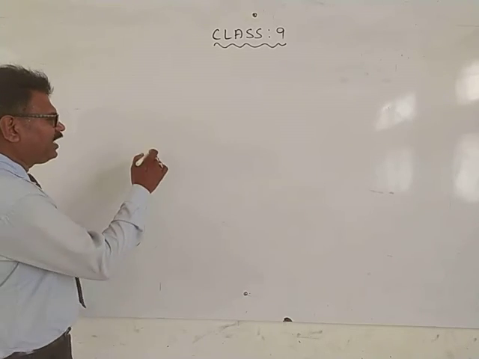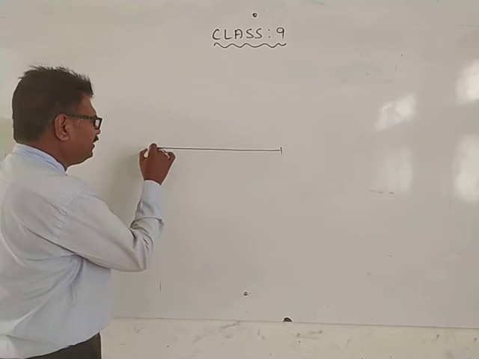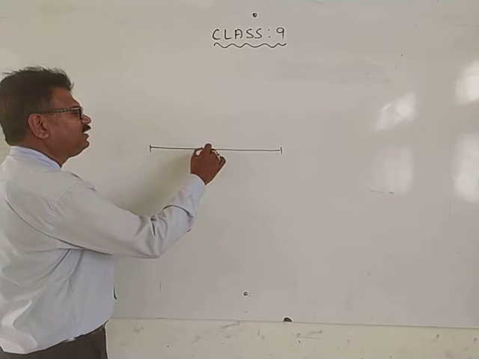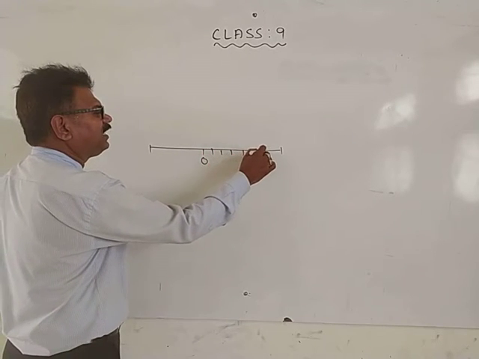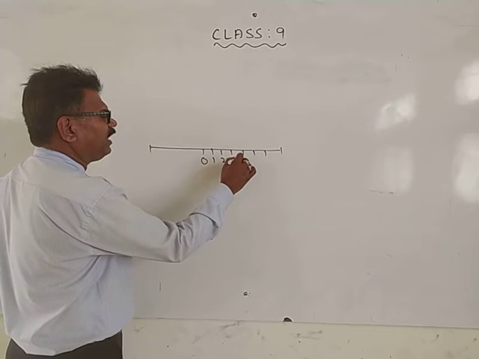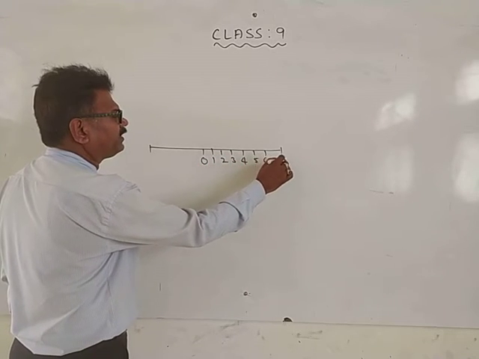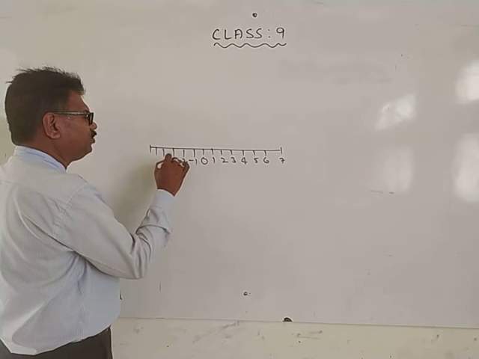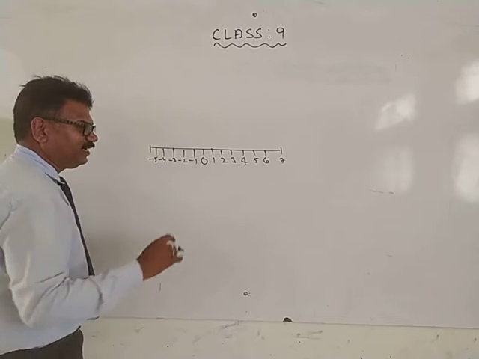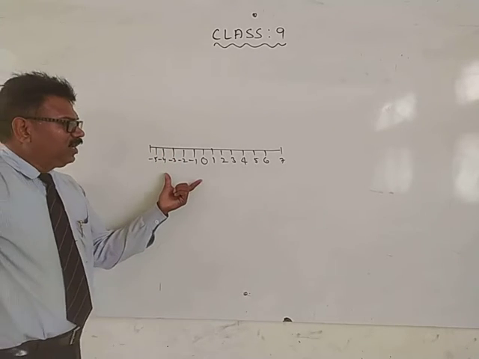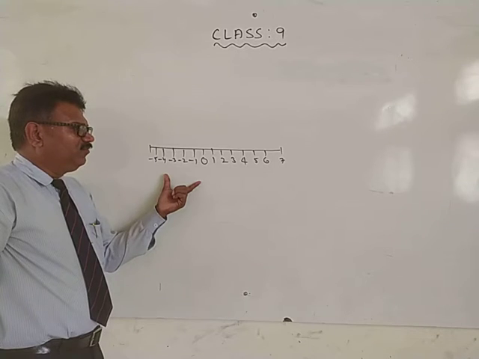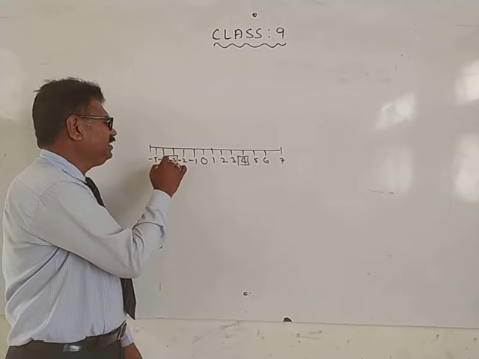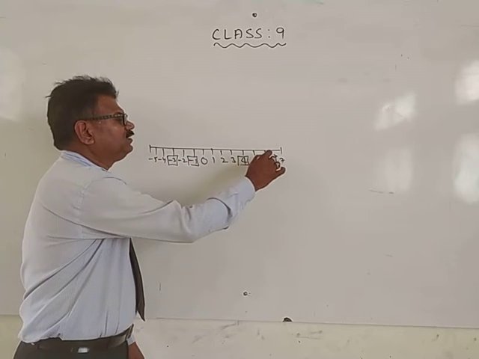See, in the lower classes, we have seen the number line. Number line means the numbers which are located on the line. That line is known as number line. For example, like this: -1, -2, -3, -4, -5. On this number line, we located some of the numbers like 4, -3, -1, 7.